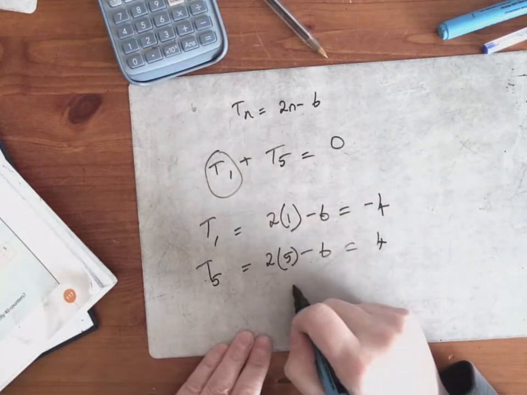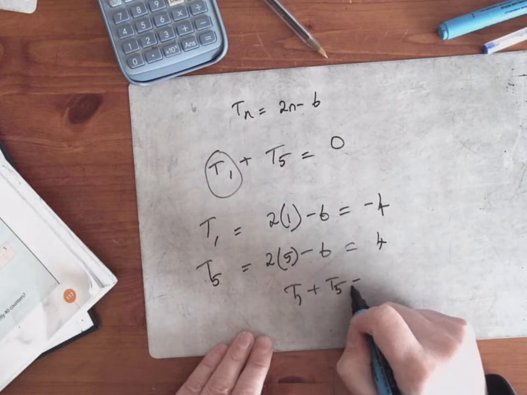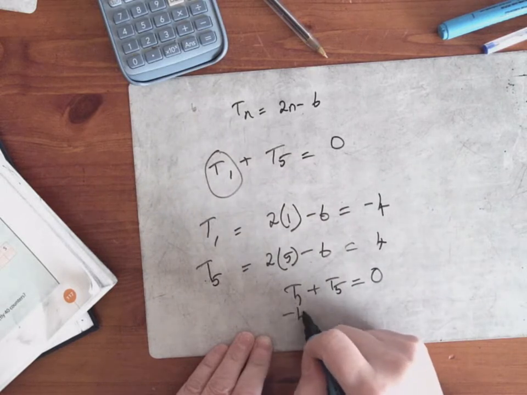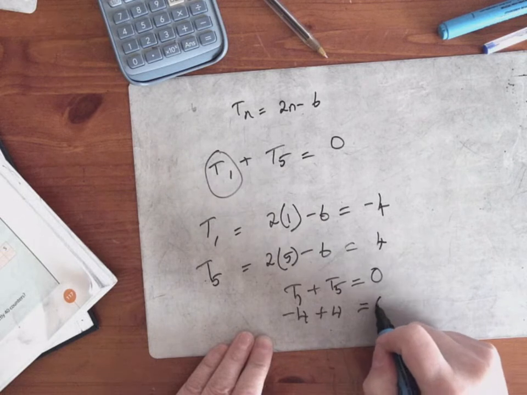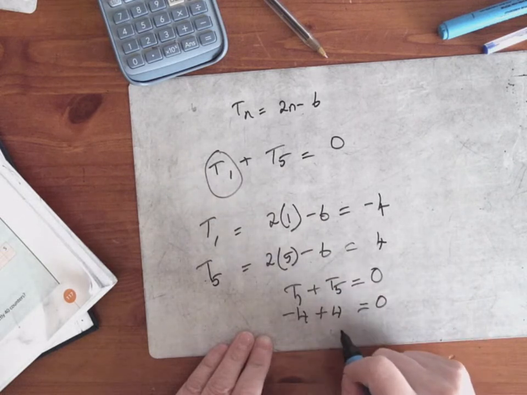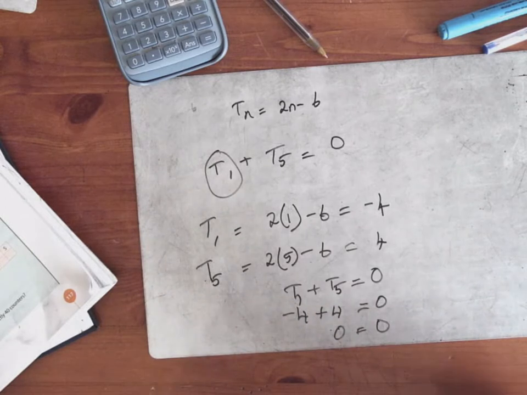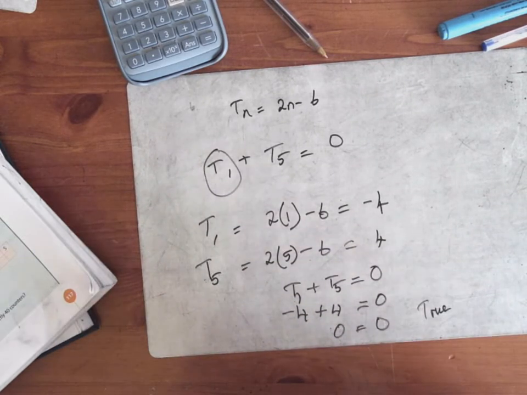And then it says show that T1 plus T5 equals 0. T1 was minus 4 plus T5 was 4 equals 0, and that is true. Because minus 4 plus 4 is 0. So when you add those together, you get 0. So it's true. That's number 6.